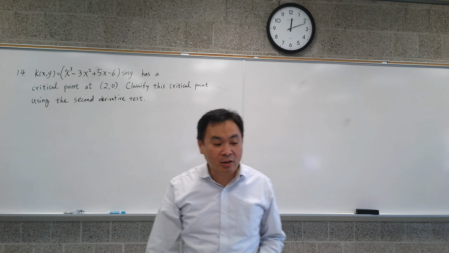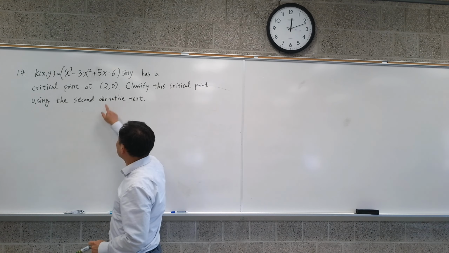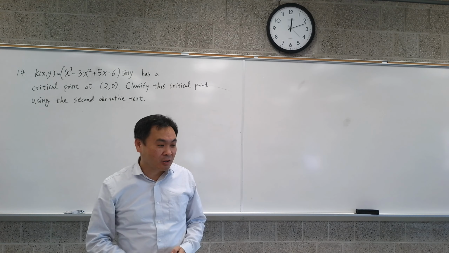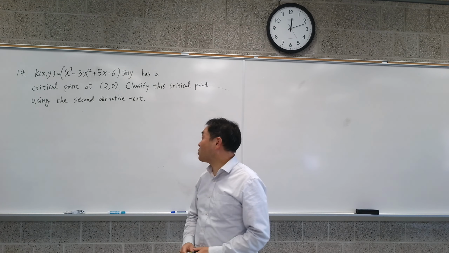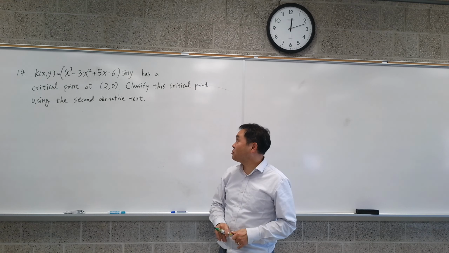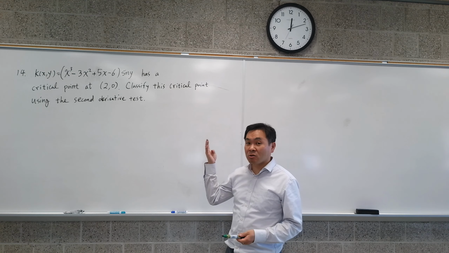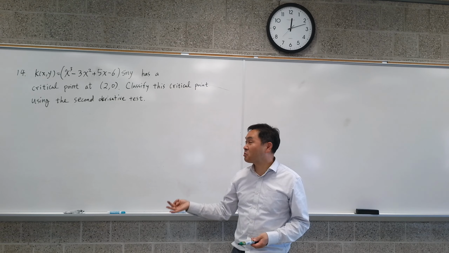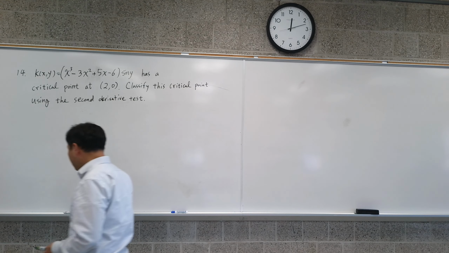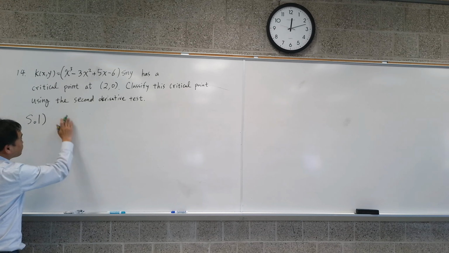But here, instead of asking you to find those infinitely many critical points, it found one for you. So (2, 0) happens to be a critical point. You can check by taking the gradient and showing that the gradient is indeed 0 at (2, 0). But now what it's asking you to do is to figure out whether that (2, 0) is a saddle point or a relative maximum, a local maximum or local minimum. Right? That's the idea. So let's try to do exactly that.